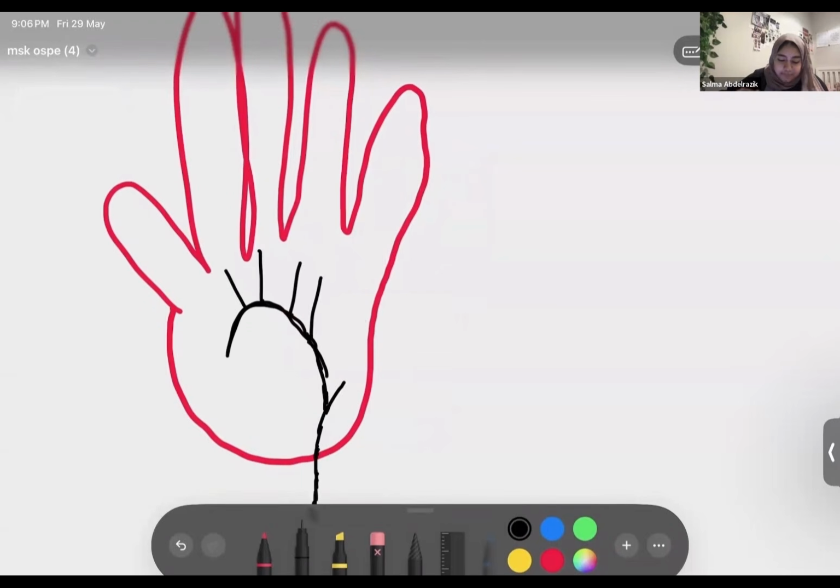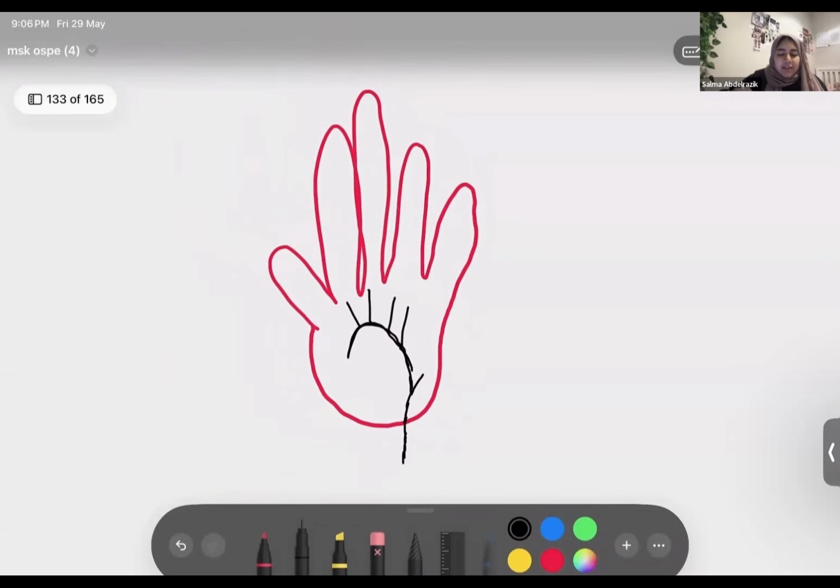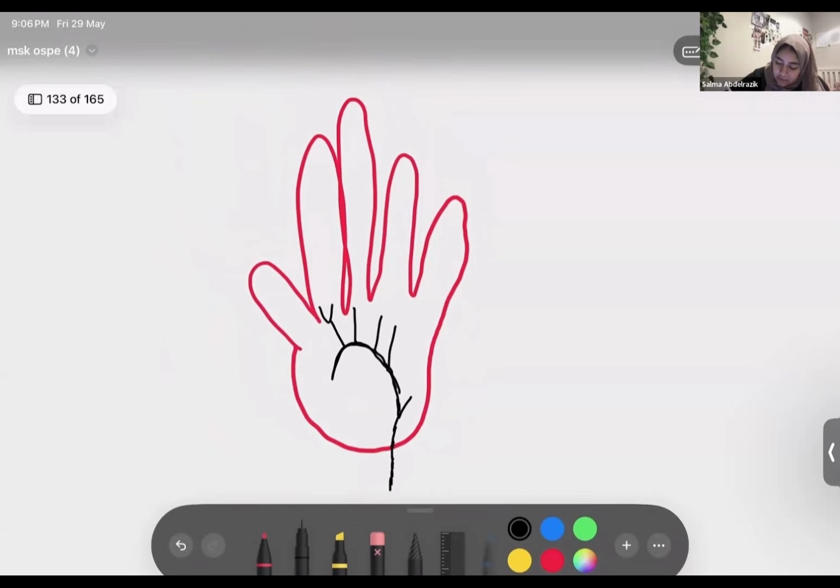Let's do this right now. Let's say these are the common digital arteries. Then you'll have the proper digital. It supplies like here, everything, the common digital and proper digital arteries. Cool? Cool. This is for the ulnar arch, and this is the superficial branch.